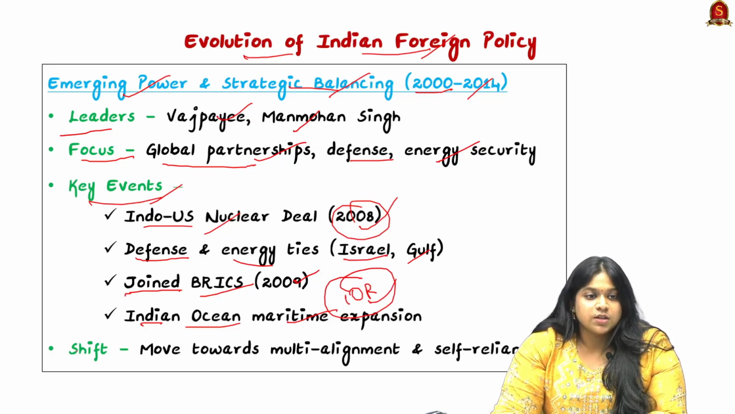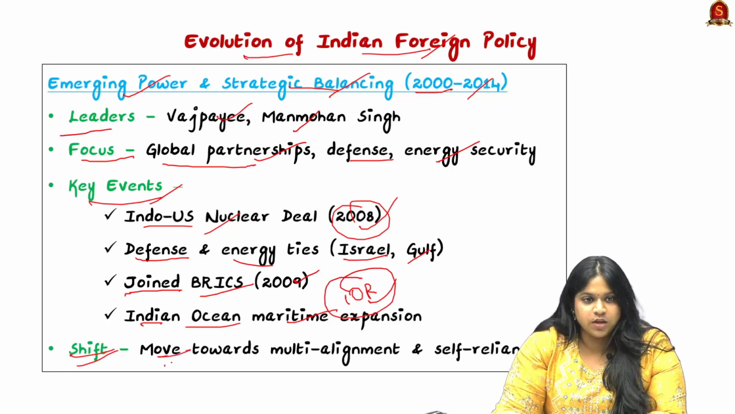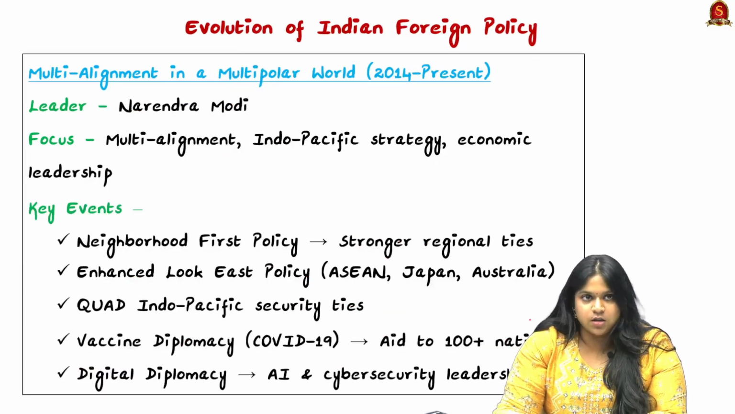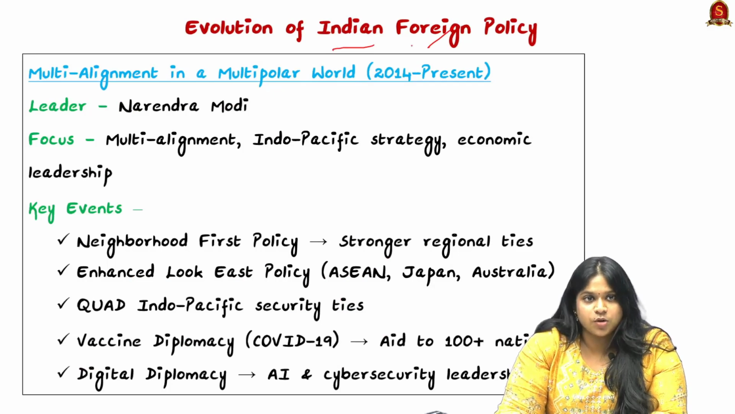After this, it again led to a major shift after 2014, where we moved towards even more enhancement of multi-alignment and self-reliance as a country. So it led to a major evolution of our Indian foreign policy from 2014 till the present, where we gave importance to multi-alignment in a multipolar world.